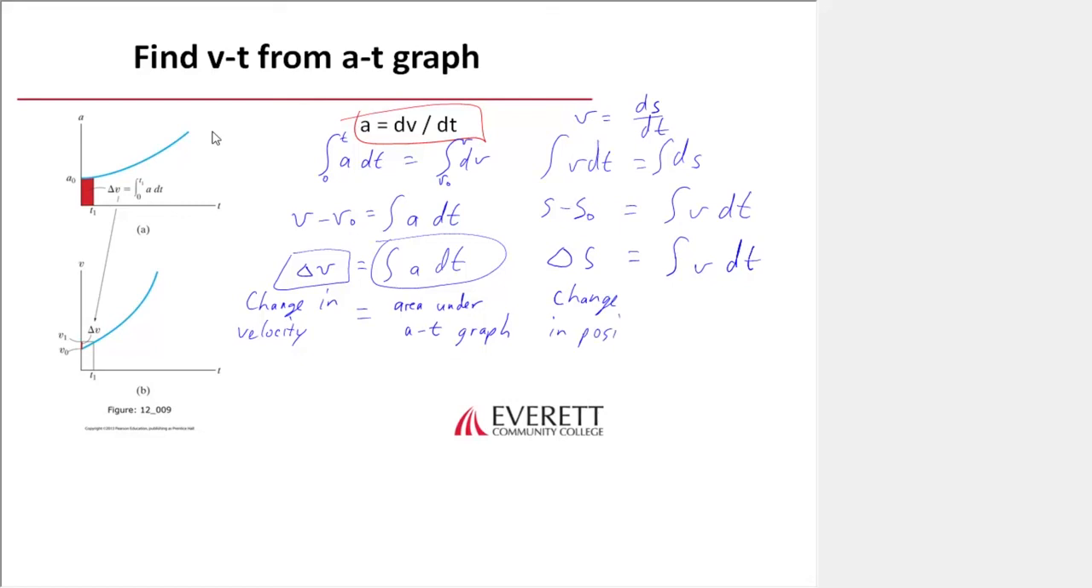Change in position is also called what? Displacement. Change in position, or displacement, is equal to the area under the VT graph. Any questions about those relationships?